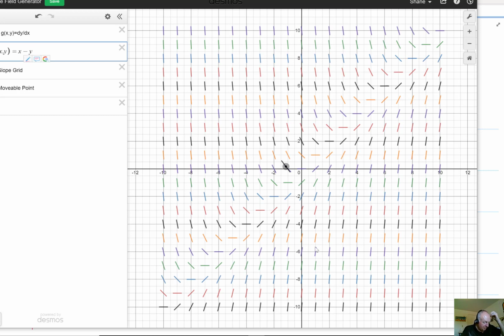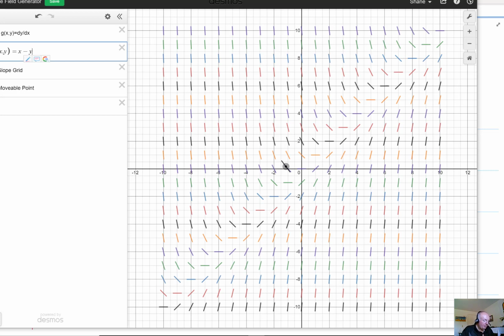But what you're looking for is that this is kind of like a flow field. This is kind of like those things you see on the weather, where they're showing you the way the wind is going to flow. That's what we're looking at. So the solutions to our differential equations are going to flow in this pattern, in these directions, according to these requirements.